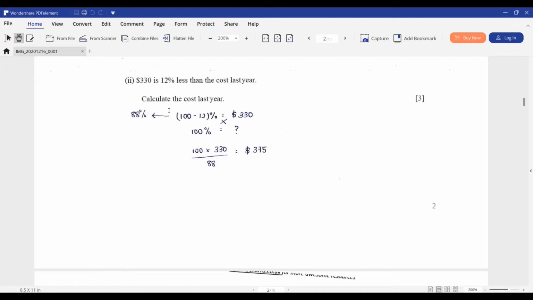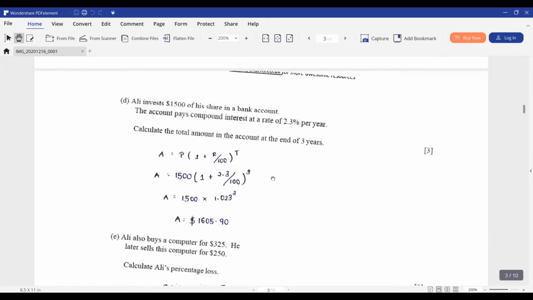Part C, part 2. $330 is 12% less than the cost last year. Calculate the cost last year. So we use the same thing, except that we're going to do 100 minus 12%, because this is 12% less. So $330 is 12% less than the actual cost. So 100 minus 12 is 88%. So 88% of the cost last year is $330. So what's 100% of the cost? So we're going to cross multiply again here. So 100 times 330 over 88 should get $375. This is the cost of the television set last year.